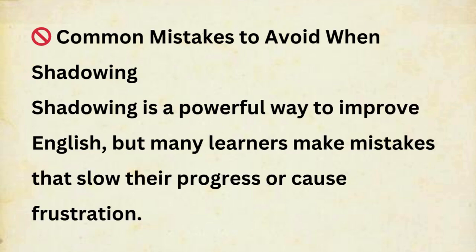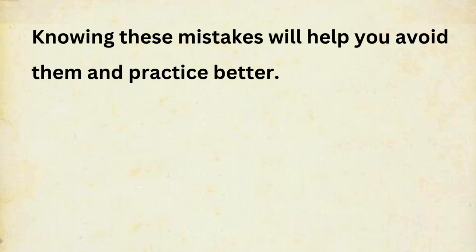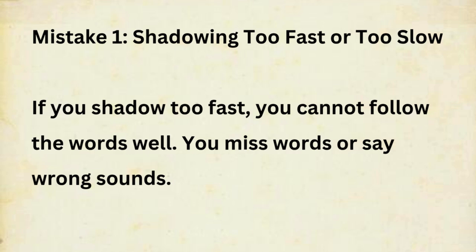Common mistakes to avoid when shadowing. Shadowing is a powerful way to improve English, but many learners make mistakes that slow their progress or cause frustration. Knowing these mistakes will help you avoid them and practice better. Mistake 1. Shadowing too fast or too slow.